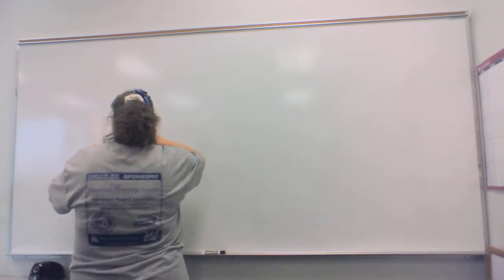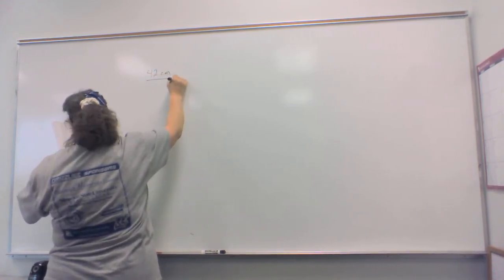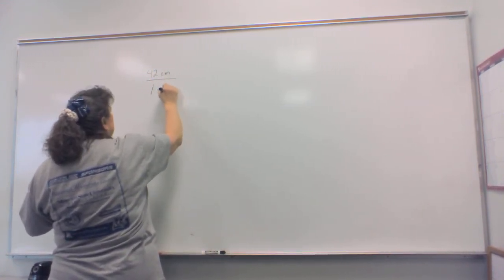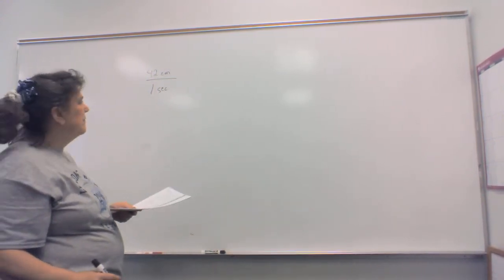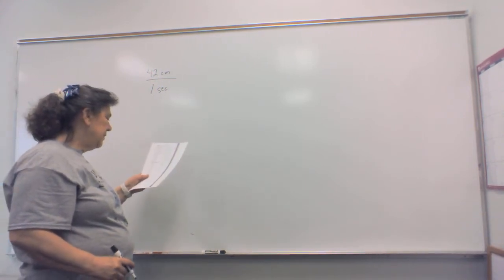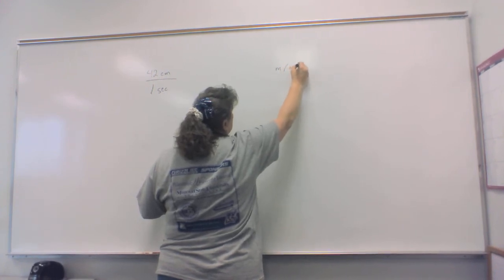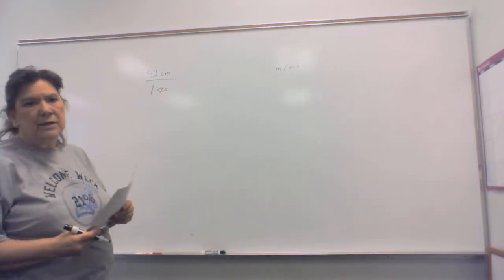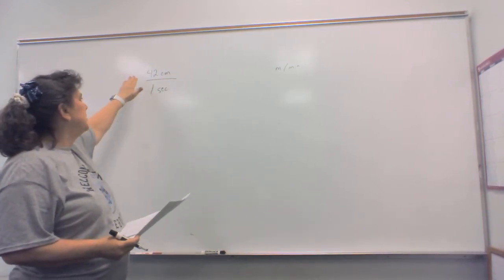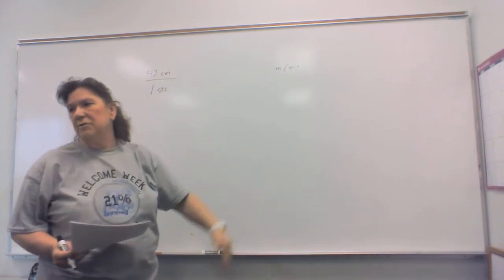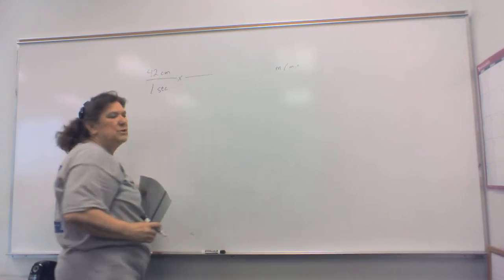Let's look at this one. 42 centimeters per 1 second. And that's number 20 on your list. Okay? So we want to know meters per minute. So we're going to have to translate seconds to minutes, and we're going to have to translate centimeters to meters. Okay? It doesn't really matter which one you do first.